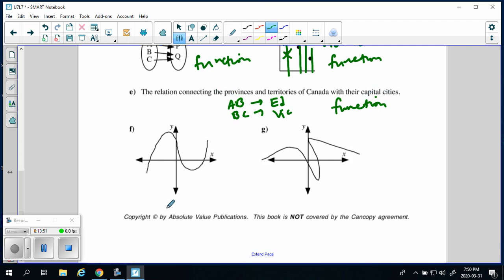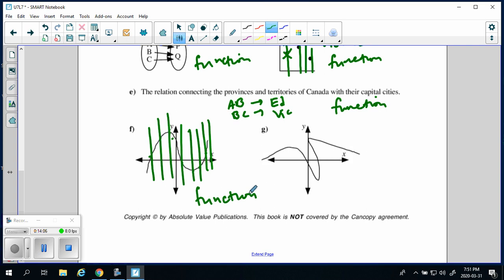And the last two are graphs. So for the graph, to check if it's a function, the quickest way is to apply the vertical line test. If you draw a bunch of vertical lines, it looks like this one. These vertical lines are only ever going to hit one point on the graph. So this one is a function. This one over here, let's apply that vertical line test. Oh, wait a second. If you look at this line here, it actually hits it at 3 points, and this line hits it at 2 points. So the moment that happens, this is not a function.